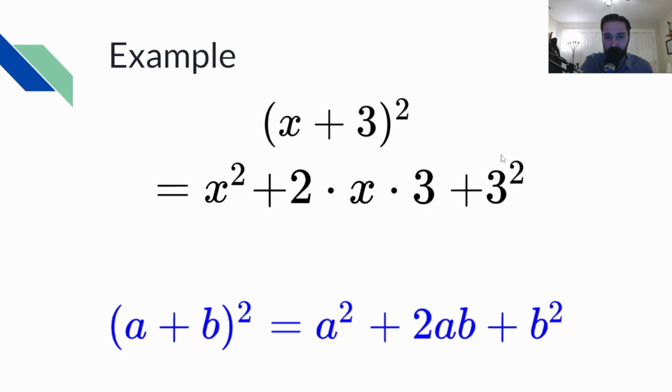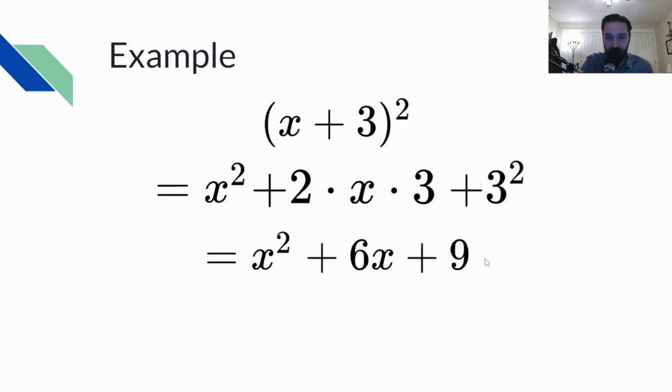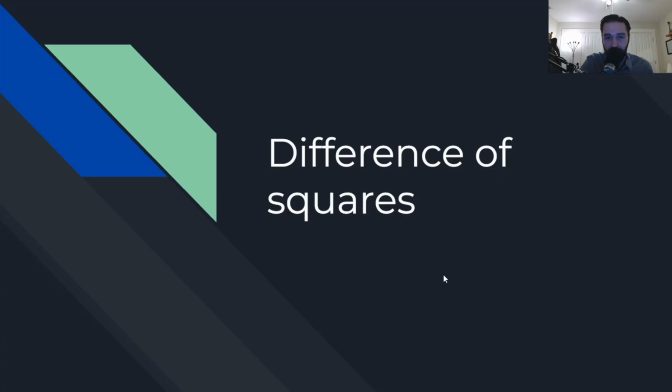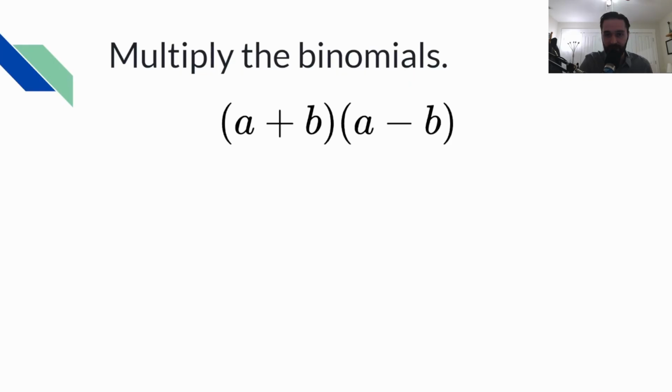Let's clean this up a little bit, and we get x squared plus 6x plus 9. So that's my final answer. This is a perfect square trinomial. Next, let's take a look at difference of squares.